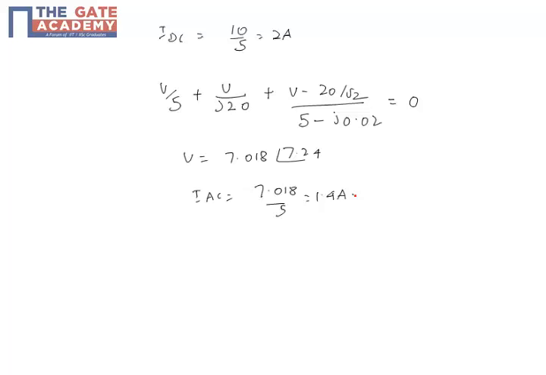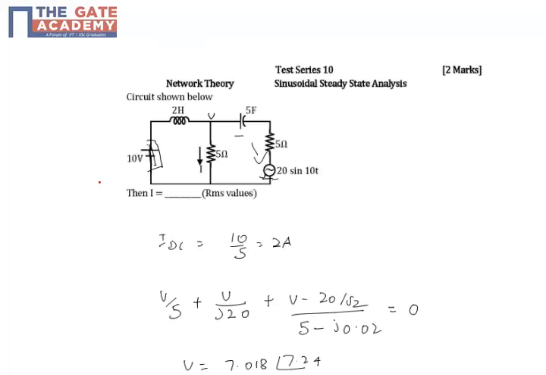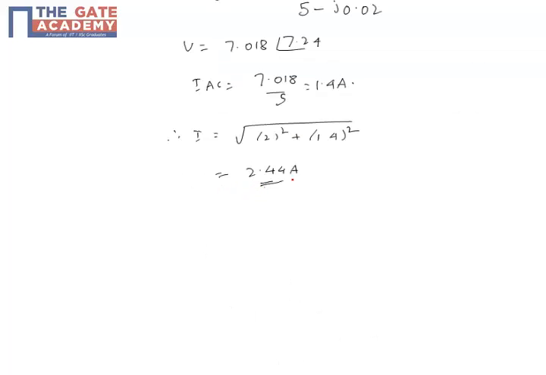Now we have to determine the effective RMS current in the presence of both the DC and AC sources. Therefore I is equal to the root of 2 squared plus 1.4 squared, which is equal to 2.44 amps. So the RMS current through the 5 ohms resistor in the presence of both this 10 volts DC source and the 20 sin 10t AC source is equal to 2.44 amps.